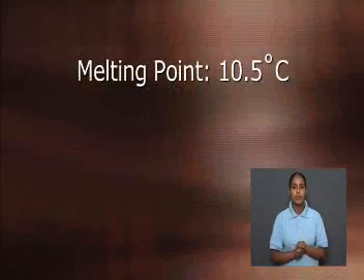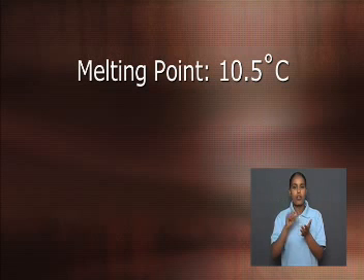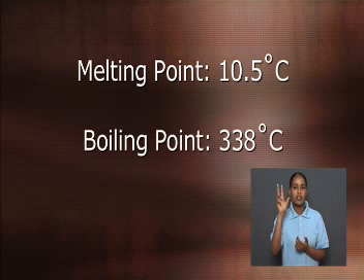Sulfuric acid is the world's most important industrial chemical. In fact, the rate at which a country consumes sulfuric acid is used as a measure of its industrialization. Let us discuss some of the chemical properties of this important non-metal. Pure sulfuric acid has a melting point of 10.5 degrees Celsius and a boiling point of 338 degrees Celsius.